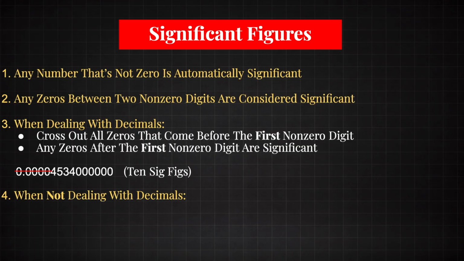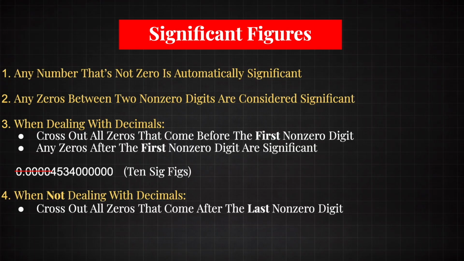Now, if you're not dealing with a decimal, then any zeros after the last non-zero digit are not significant. So if you were to get something like 42 million, notice this is not a decimal, so you cross out the zeros after the 2, meaning there are only 2 sig figs. Let's go over a few more examples.